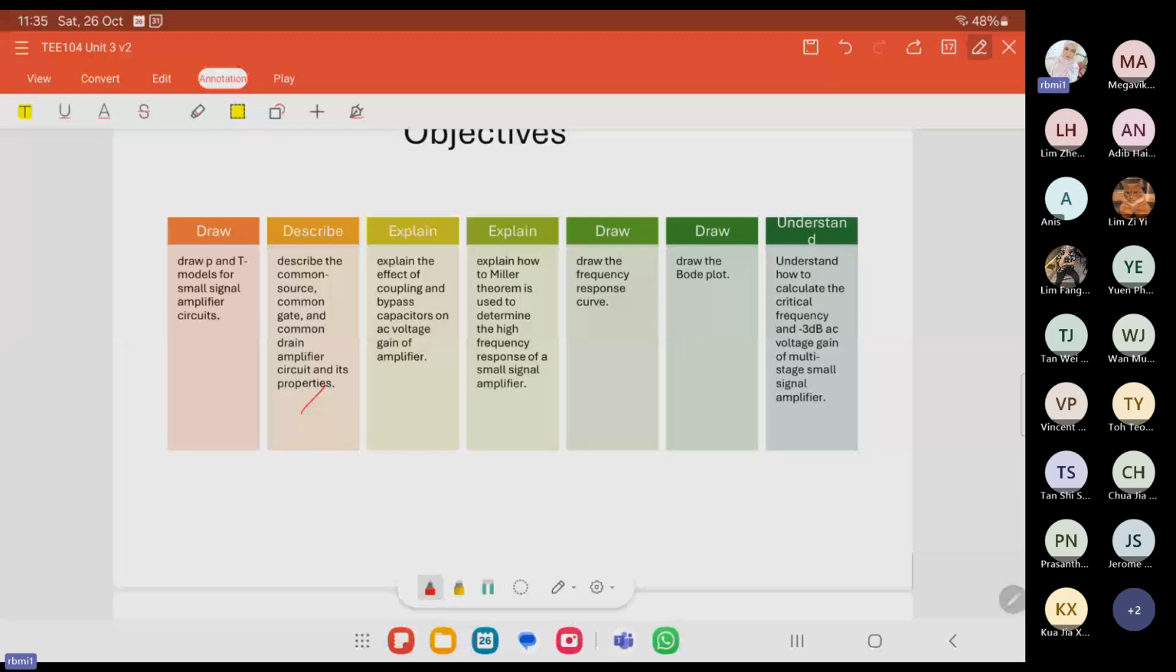And also in the final part, we will discuss low frequency and high frequency response for small signal amplifier due to the capacitors that we have in the circuit, which are the bypass and also the decoupling capacitors. Okay, that one will cover the frequency response. And also we will discuss the 3 dB AC voltage gain, which we conducted in our experiment last week. Okay, what is the meaning of the minus 3 dB gain?